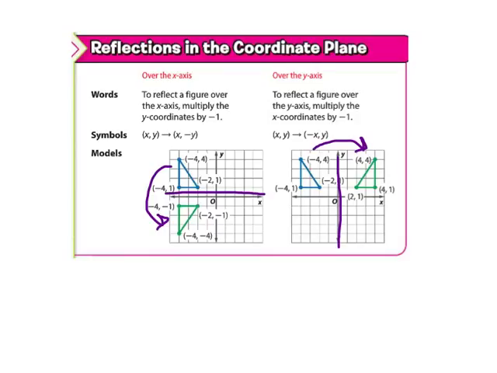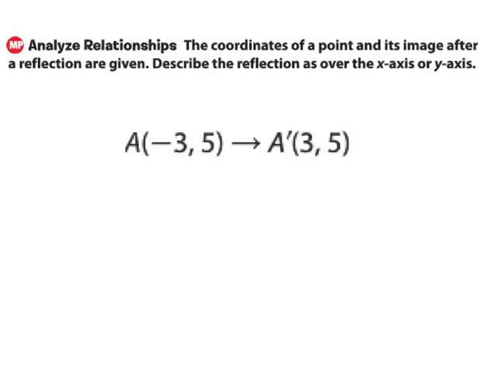Now when you reflect over the x-axis, your y-coordinates are multiplied by -1. Y-axis, x-coordinates are multiplied by -1. So let's try an example. They want us to describe the reflection over the x-axis or the y-axis.